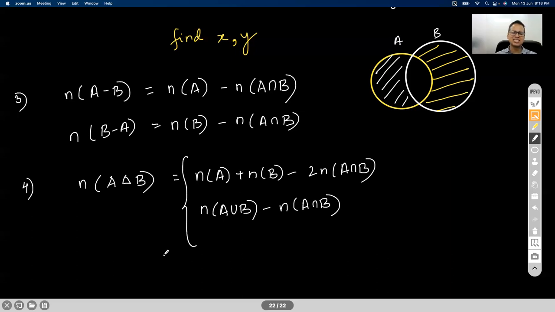Okay, so in the second one also, won't it be twice NA intersection B? Like N of A union B minus twice N of A intersection B. Why? Oh, because A union B only has this intersection part once in it. Okay. Yeah. Okay. Got it. Now we'll see how it is applied to solving questions.